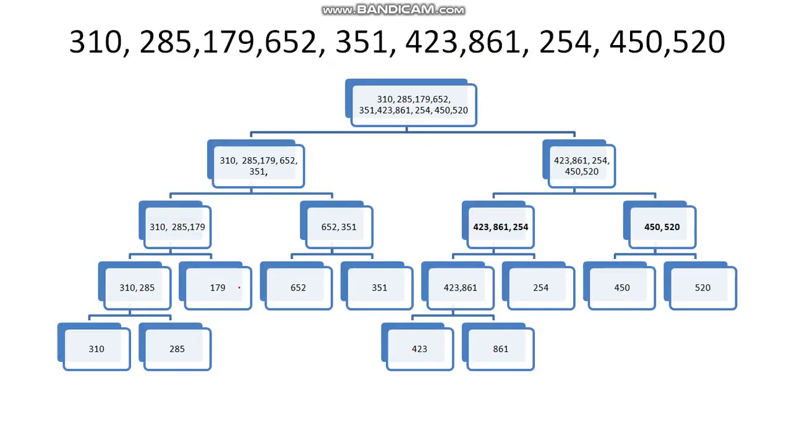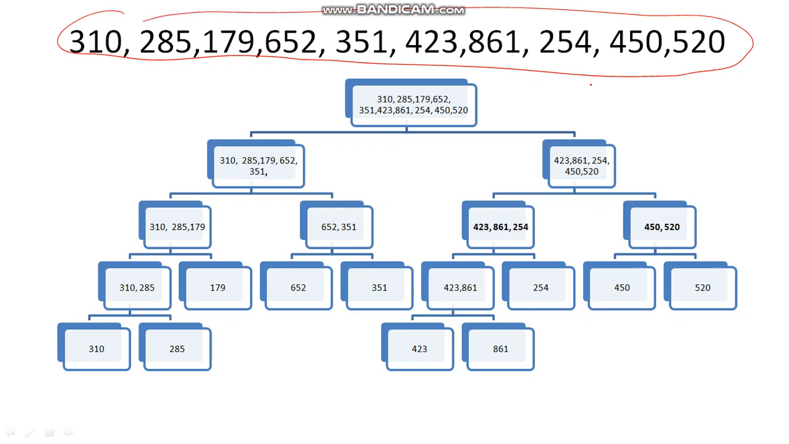So let us try to elaborate this one in detail. So let us say these 10 elements are given: 310, 285, 179, 652, 351, 423, 861, 254, 450 and 520. So these are the 10 elements. There are indices: this is at index number 1, this is at index number 2, 3, 4, 5, 6, 7, 8, 9, 10. So what I do is I calculate mid.